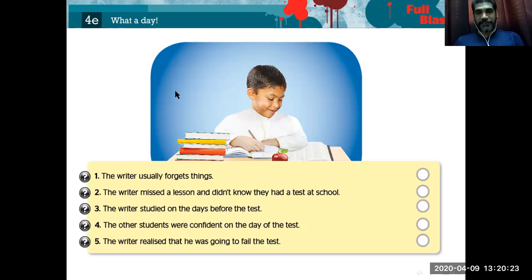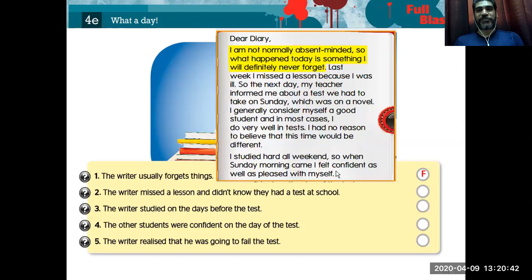Okay, let's see another answer. Abdurrahman, number one, true or false? False. Okay. The answer is false. You are right, Ahmed and Abdurrahman. I am not normally absent-minded, so what happened today is something I will definitely never forget. Okay. Number two.